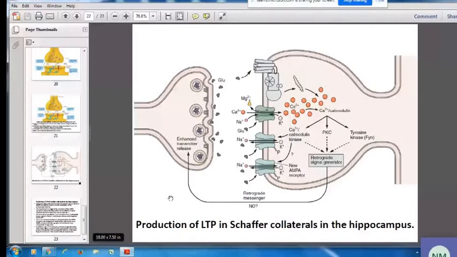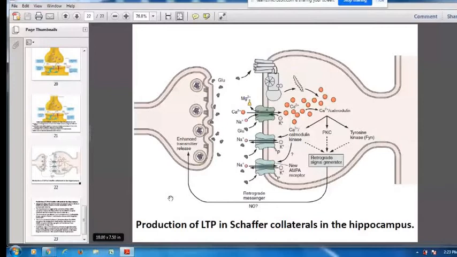This is the presynaptic neuron, and this is the postsynaptic neuron. In the presynaptic neuron, action potential comes. After the action potential comes, what happens? Calcium entry occurs, and exocytosis of the neurotransmitters occurs. The neurotransmitter that is exocytosed is glutamate.